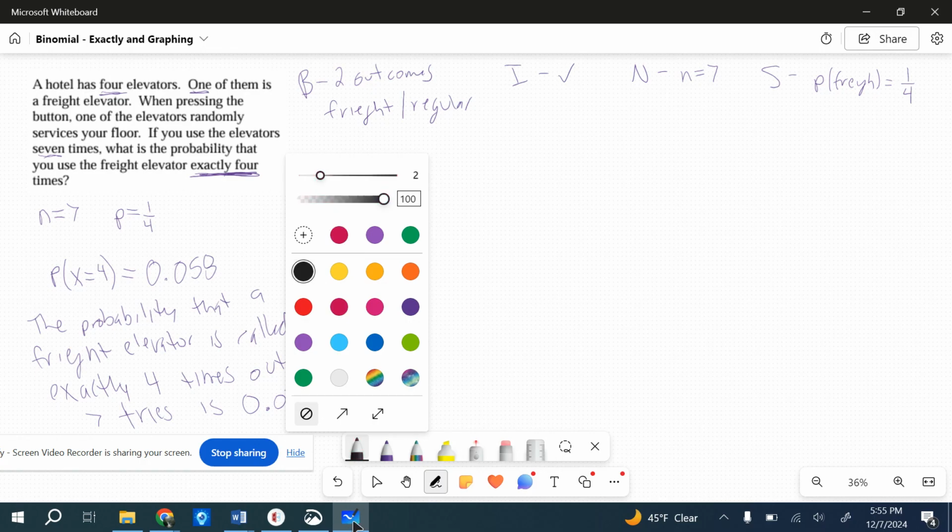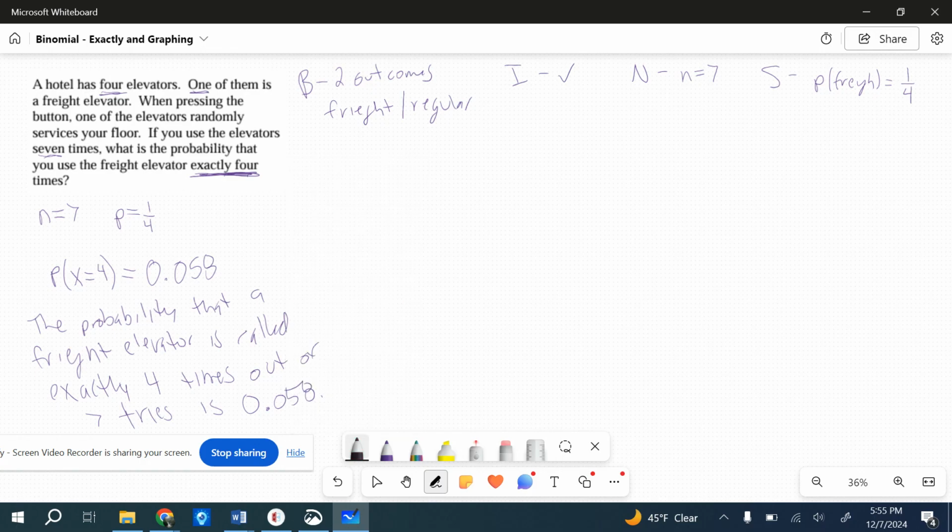All right, the next thing that we talked about in class with this rule was how to graph these things. So when we are graphing them, we need to know the probability for all my X values. So we start with the probability that X equals 0, and then X equals 1, and then X equals 2, all the way down to the probability that X equals 7. And we stop at 7 because up here N was 7.